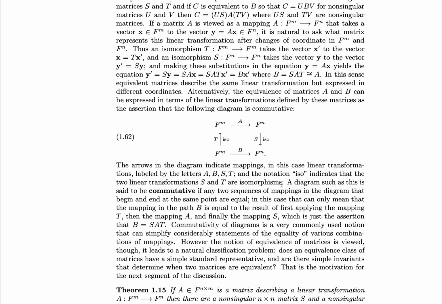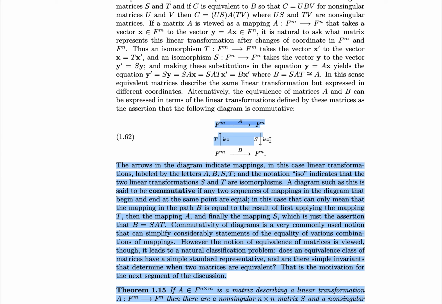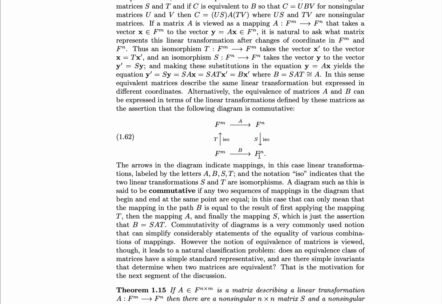Recall that commutativity means that you can do things in any order you prefer. So to say that a diagram such as this is commutative means that any two sequences of mappings in the diagram that begin at and end at the same point are equal. For instance, let's consider mapping going from F^m to F^m. Say this is commutative, let's choose one path. So AS is one mapping to go from this F^m to this F^m, and it is the same as T inverse B.